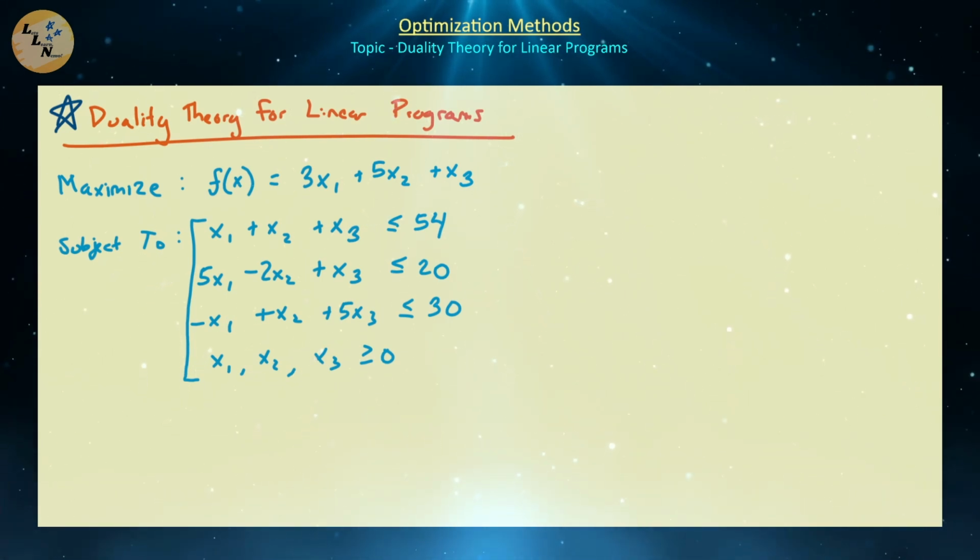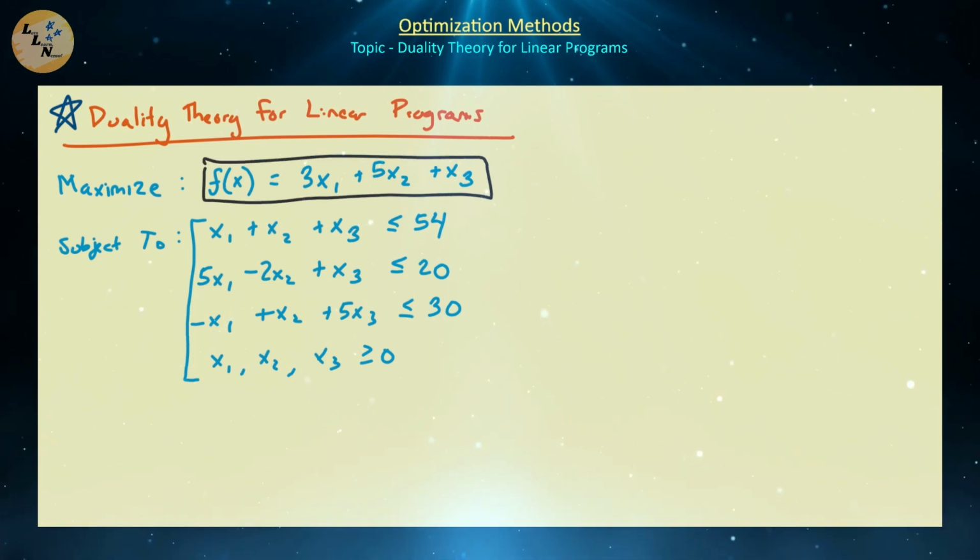So let's begin with a quick review of the main idea of linear programming. We usually are given some objective function f of x, which has usually two or more variables. In this case, it's going to have x1, x2, and x3, and we want to optimize this function. That's typically either a maximization or a minimization problem.